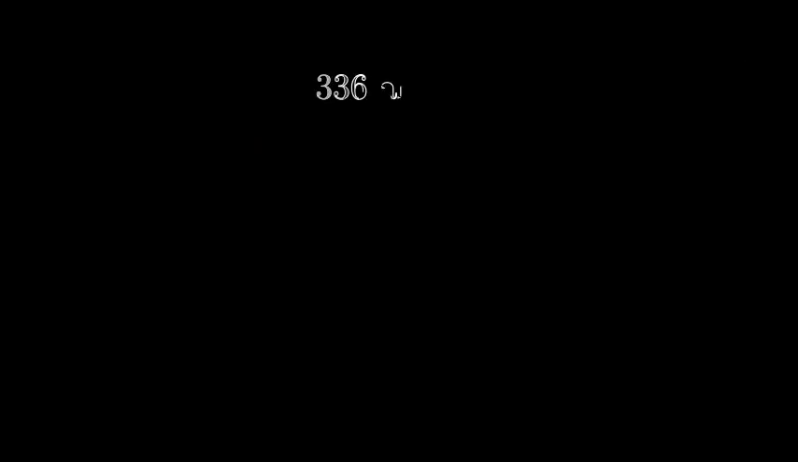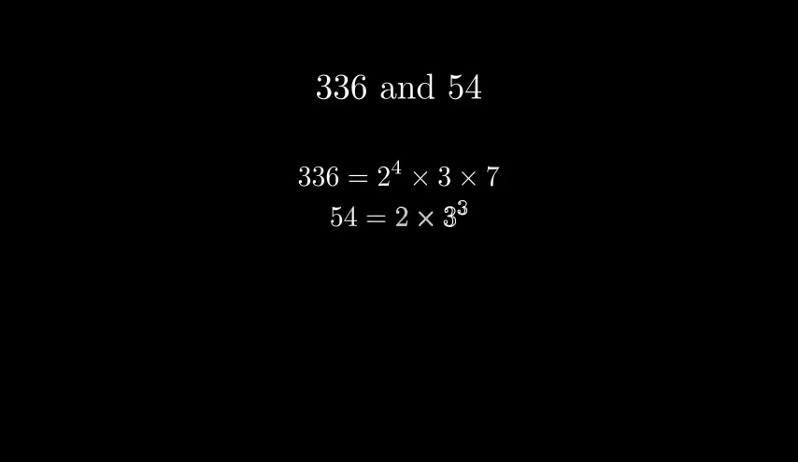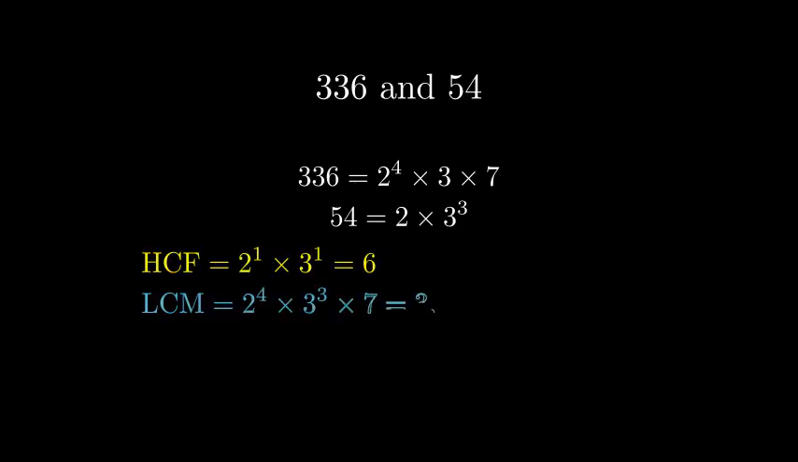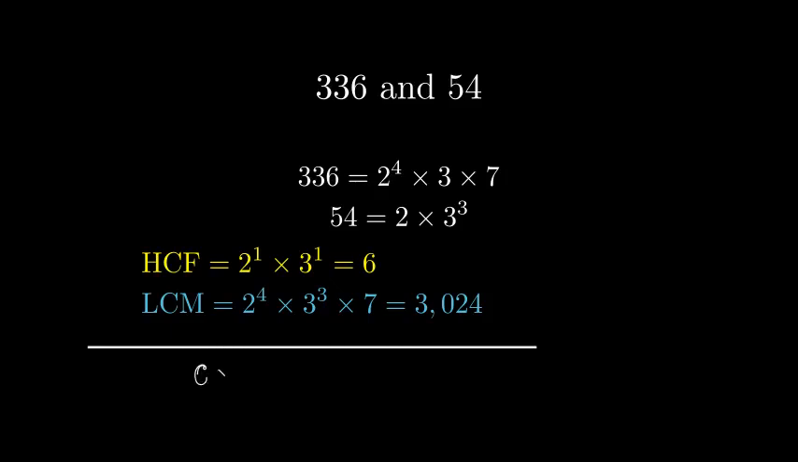Let us find the HCF and LCM of 336 and 54. The two numbers are shown at the top. Prime factorization of 336. 336 equals 2 to the power 4, times 3, times 7. Prime factorization of 54. 54 equals 2 times 3 cubed. For HCF, we take the common primes with their lowest powers. The common primes are 2 and 3. HCF equals 2 to the power 1, times 3 to the power 1. That gives HCF equals 2 times 3, which is 6.